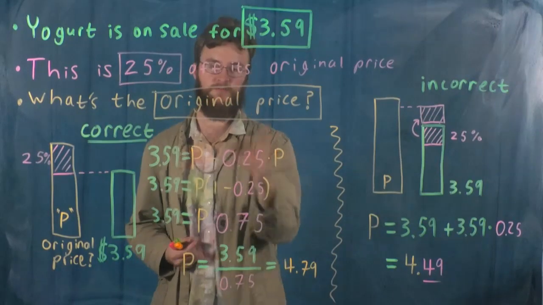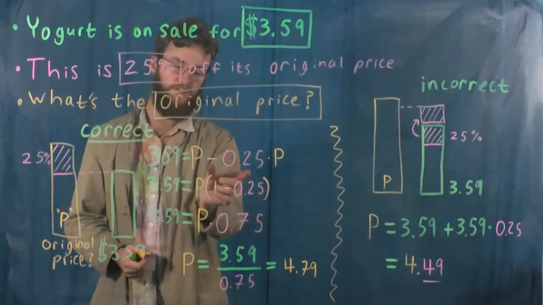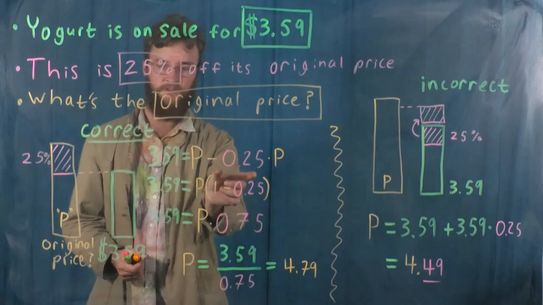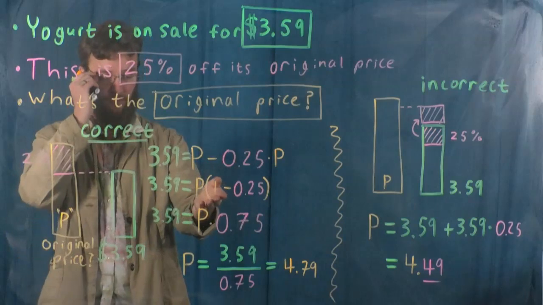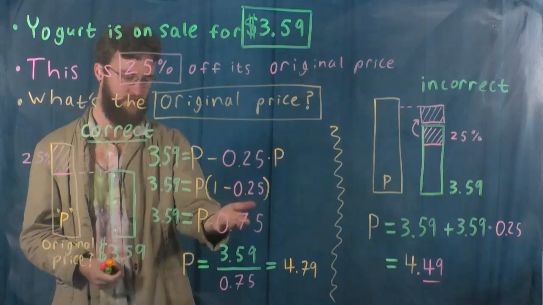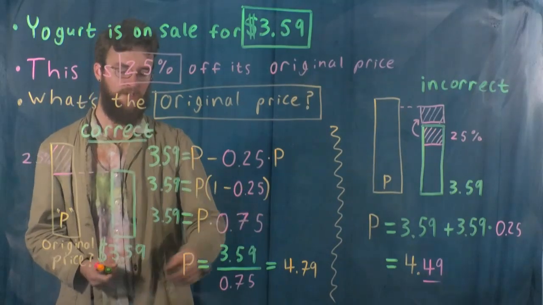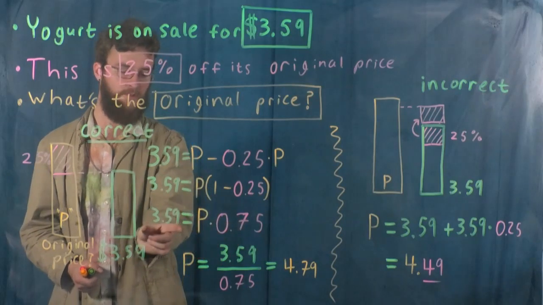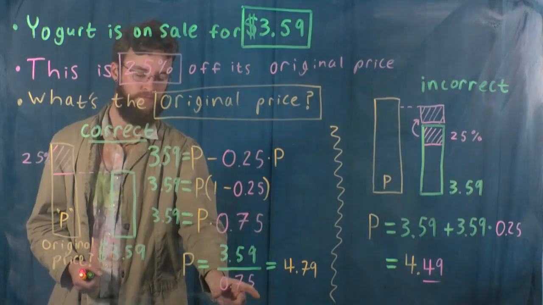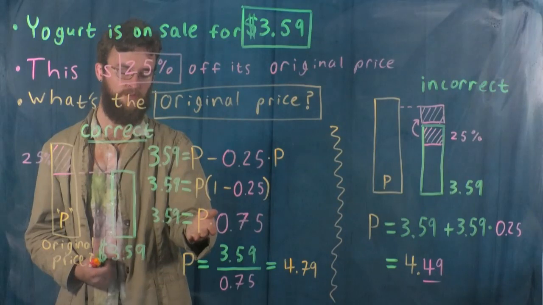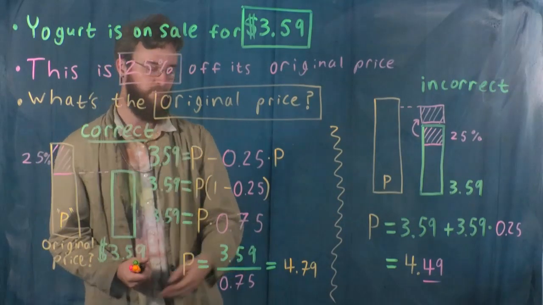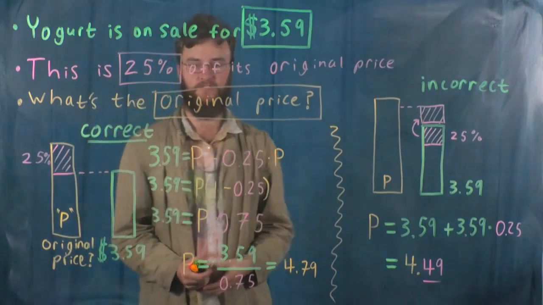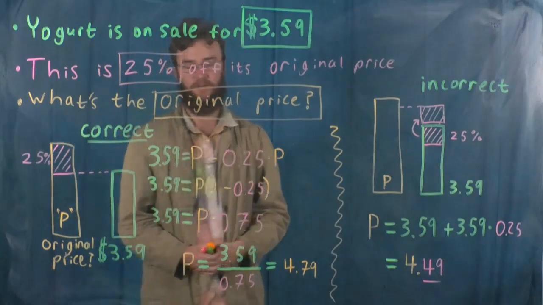And then from here, you can just rearrange this. So I'm using the distributive property backwards here to collect the P on the outside. And then you get 1 minus 0.25, which is 0.75. And now we can divide both sides of this equation by 0.75, which leaves us with the original price P on the left, and 3.59 divided by 0.75. In this case, 4.79 was the original price.